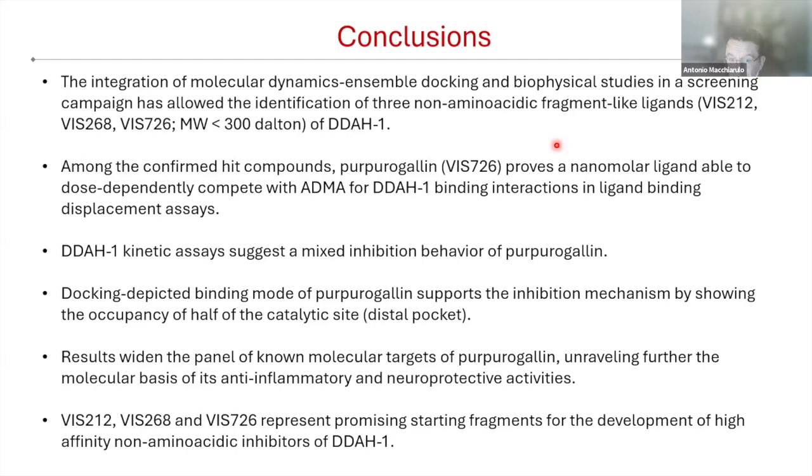Overall, results widen the panel of known molecular targets for purpurogallin, unraveling further the molecular basis of its anti-inflammatory and reported neuroprotective activities. And these 3 compounds may represent promising starting points for the development of high-affinity non-amino acidic inhibitors of DDH1s that can be used as chemical probes to interrogate the biology of these enzymes.